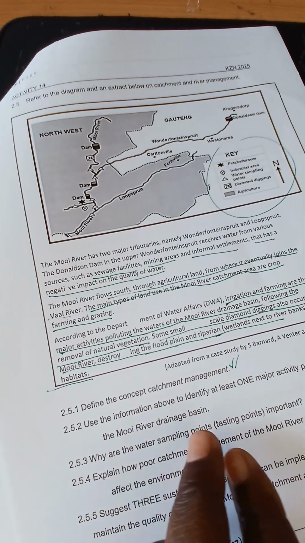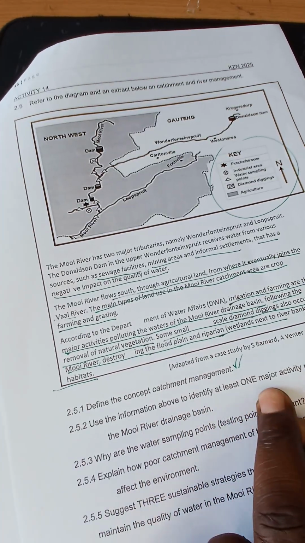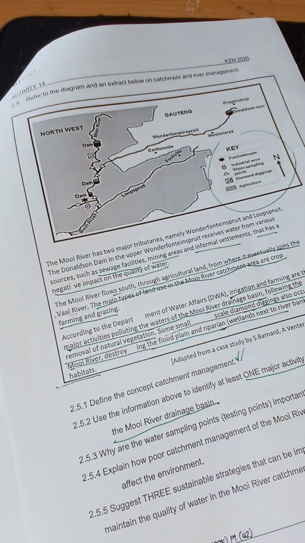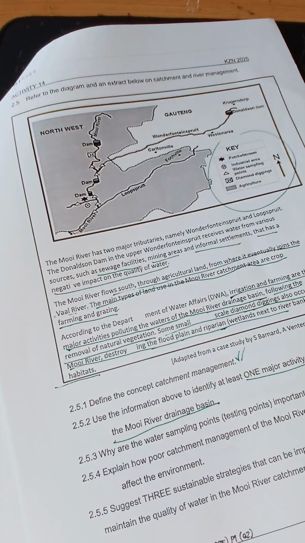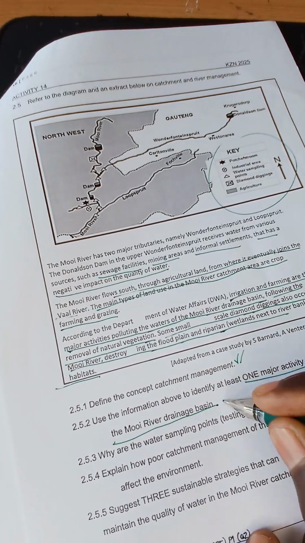So know the definition of catchment area. Use the information above to identify at least one major activity polluting the Moy River drainage basin. Guys, this is straight to the point. Of course, this is irrigation and farming.